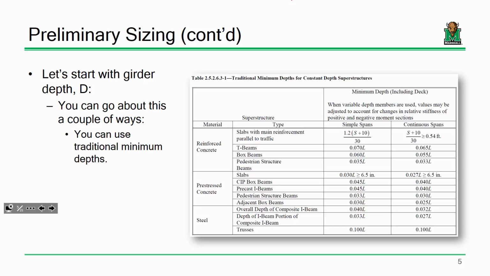If it's a continuous span, if you've got a continuous beam, the moments are smaller, so the girder is a little shallower. So that's where 0.027 times L comes into play. Is everybody seeing where that's coming from? This will also give you an idea of how thick your deck needs to be, which in most cases is 8 inches. Maybe you need to pop that up to 9 or 10 inches if you've got really wide girder spacing.